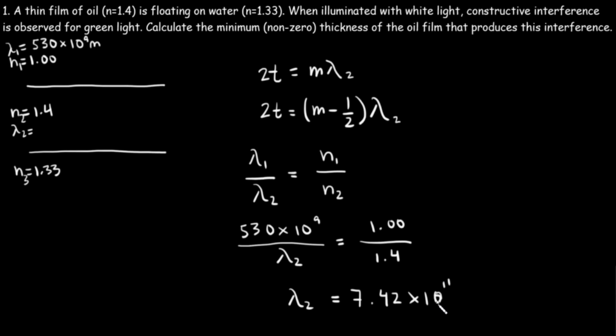Oh, I made a mistake. If it's nanometers, it's going to be 10 to the negative 9, not 10 to the 9. So let's try this again. 530 times 10 to the negative 9 times 1.4. Okay.